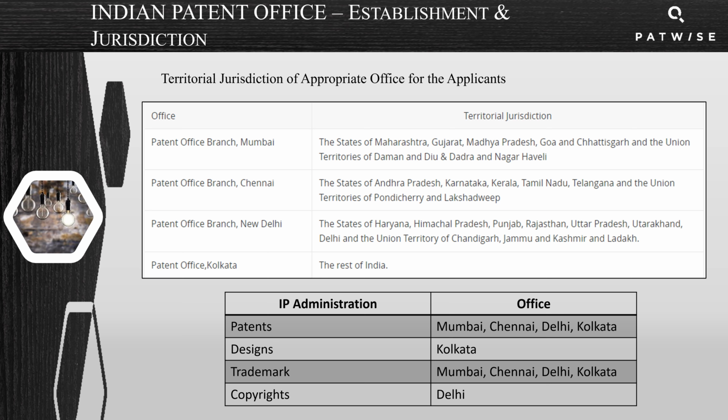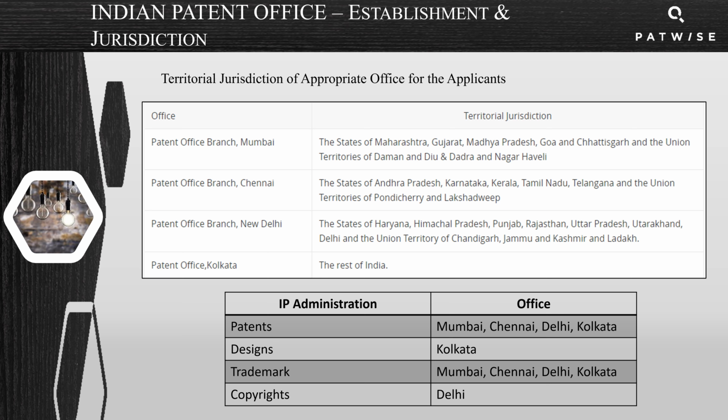Similarly, the Patent Office of Chennai has the territorial jurisdiction for the states of Andhra Pradesh, Karnataka, Kerala, Tamil Nadu, Telangana and the Union Territories of Pondicherry and Lakshadweep. Similarly, the Patent Office of New Delhi has the territorial jurisdiction for the states of Haryana, Himachal Pradesh, Punjab, Rajasthan, Uttar Pradesh, Uttarakhand, Delhi and the Union Territory of Chandigarh, Jammu Kashmir and Ladakh. The Patent Office of Kolkata has the territorial jurisdiction for the rest of India.